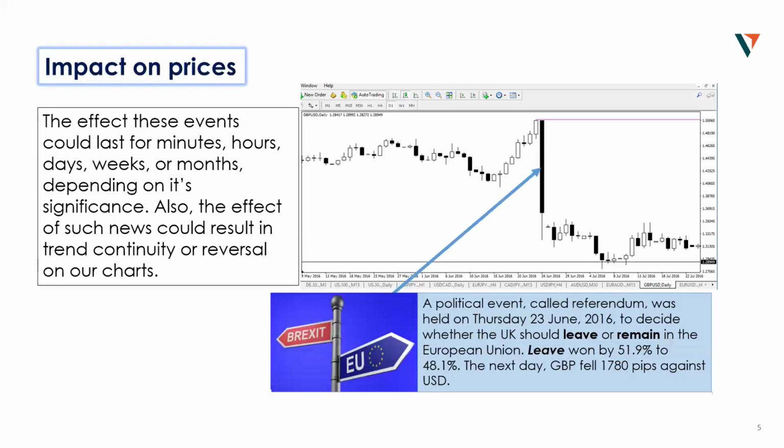So this is what happened in 2016 with Brexit, the Brexit I mentioned earlier. Brexit was a political event, a referendum held on the 23rd of June 2016 to decide whether they wanted to remain in the EU or not. So investors had a perception of this event. They felt that for the UK to remain was a good thing.